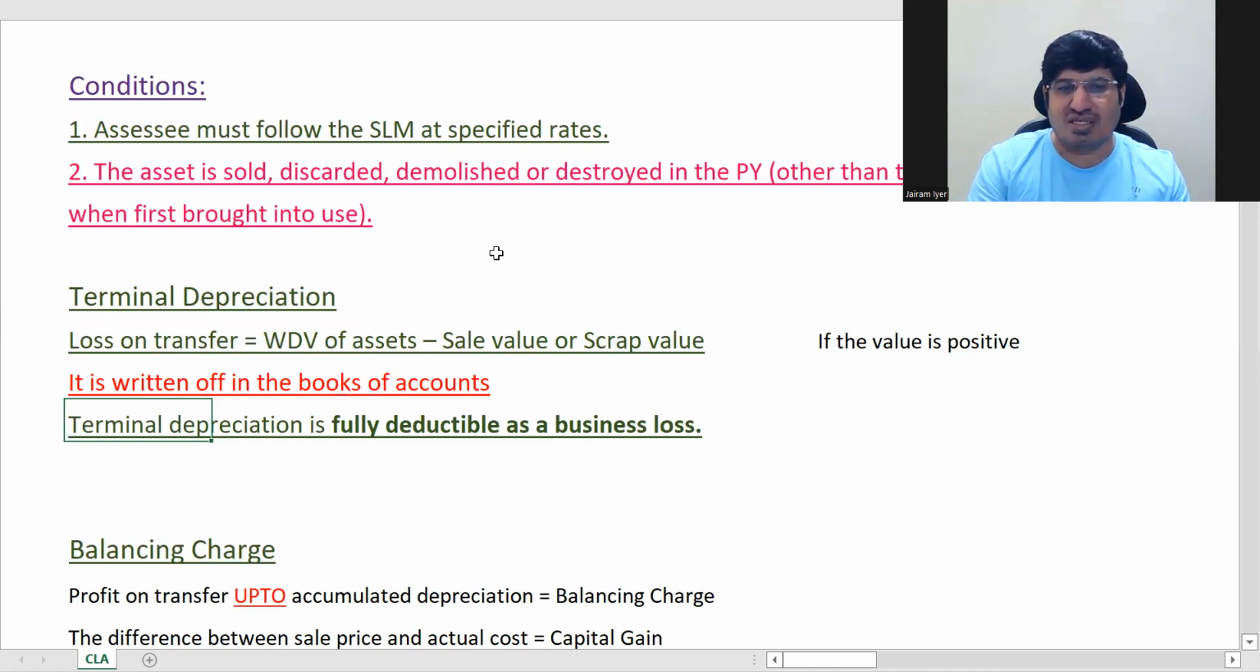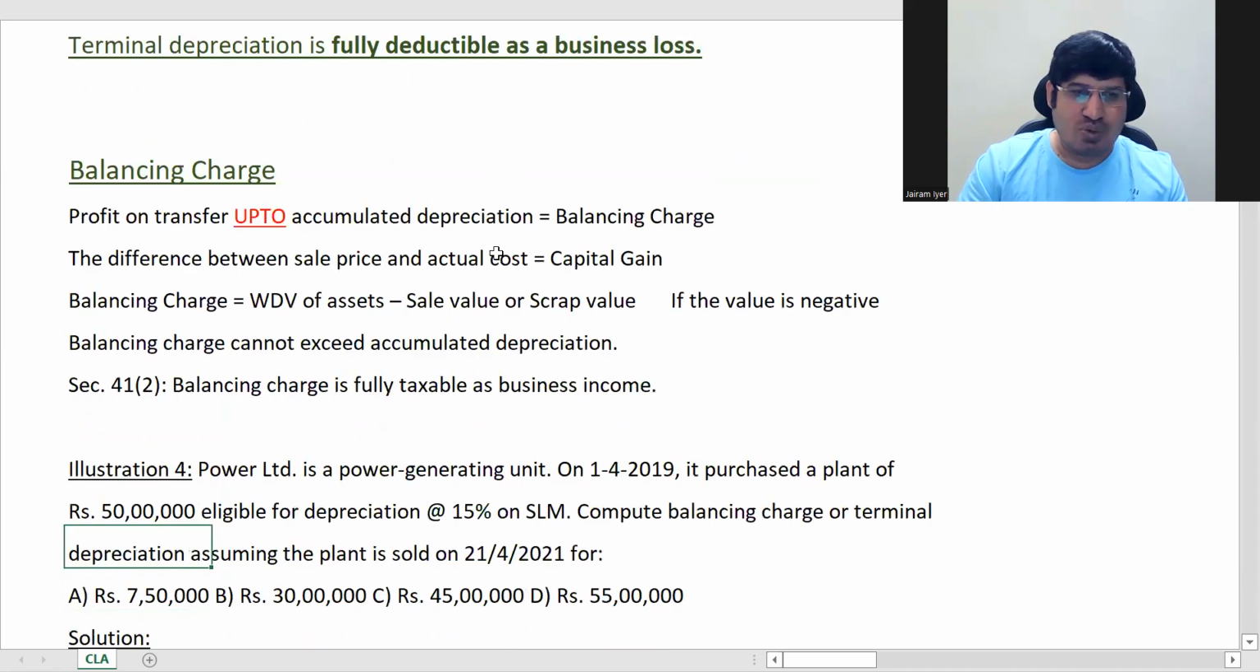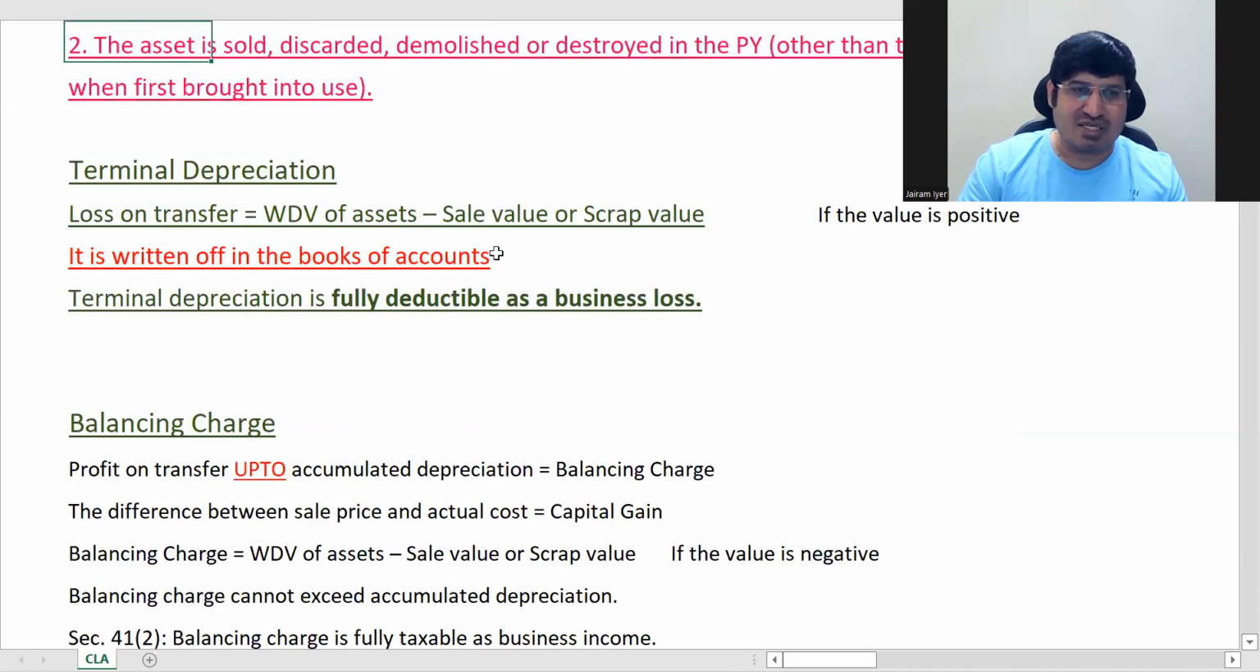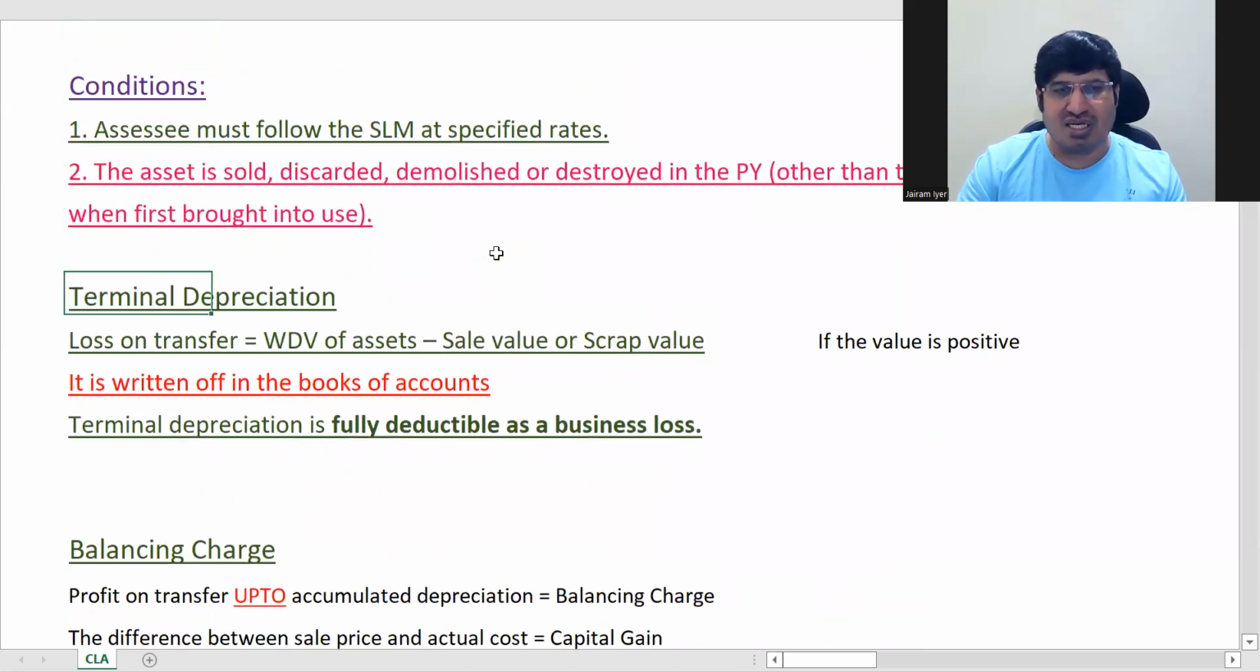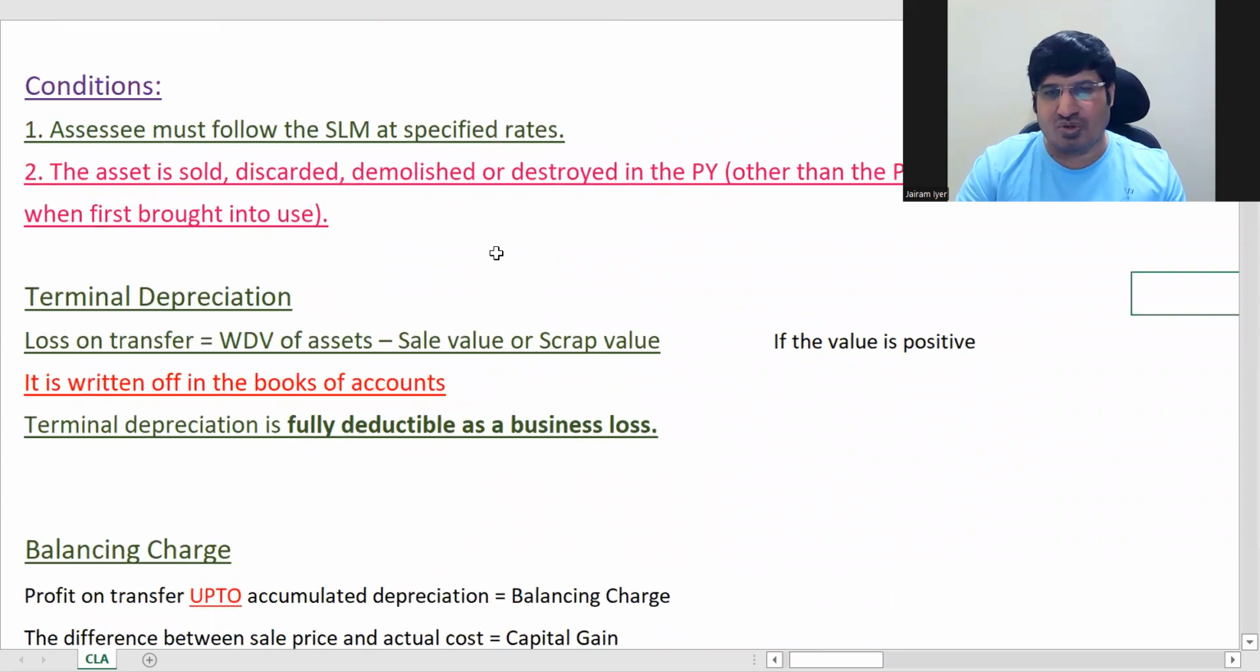Okay, this is terminal depreciation. I will explain it. So this is one thing, terminal depreciation. Along with it there is one twin concept called balancing charge. So I'll explain this now to you.